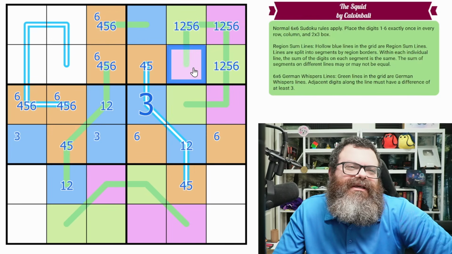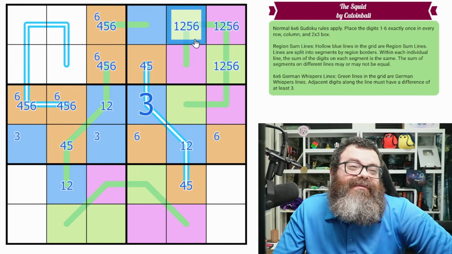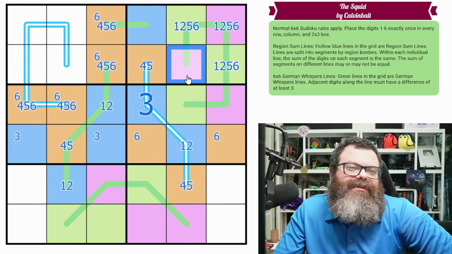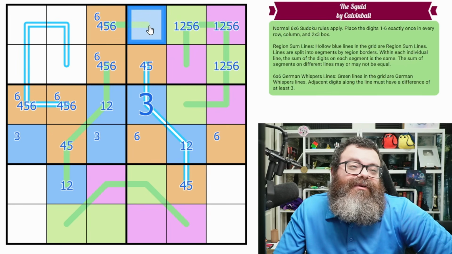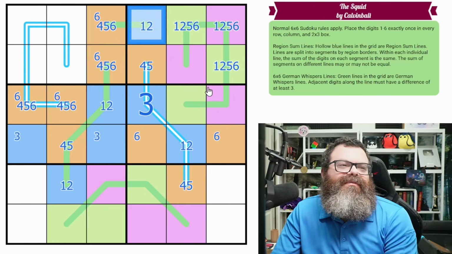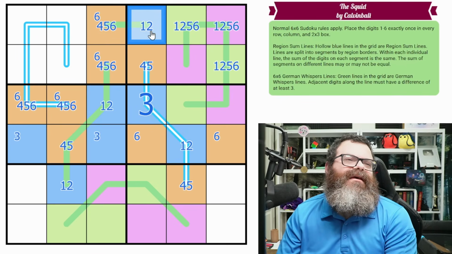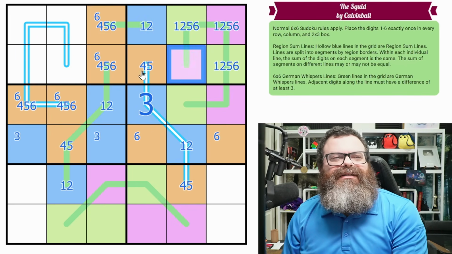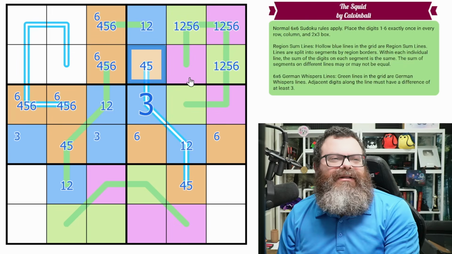But this could be a 3 or a 4. It would just force this to be 1 or 6. Seems okay. Oh, this can't be 3 or 4 because it's low, so it's 1, 2, or 3, but it's not a 3, so it's 1 or 2. And so this is the 4.